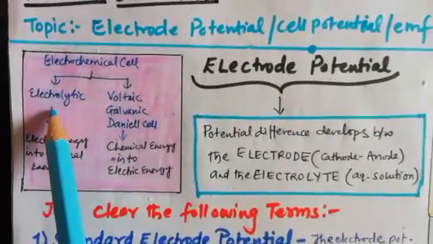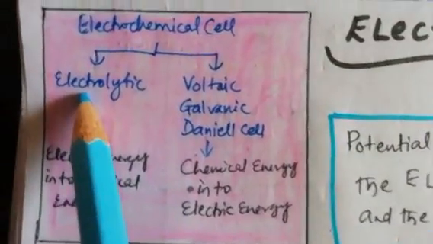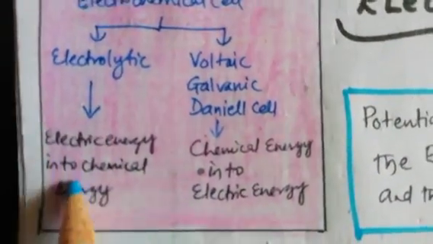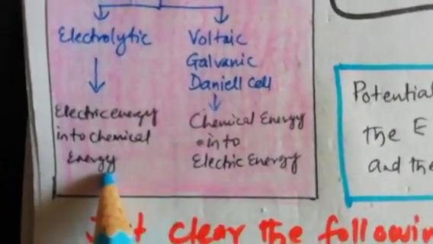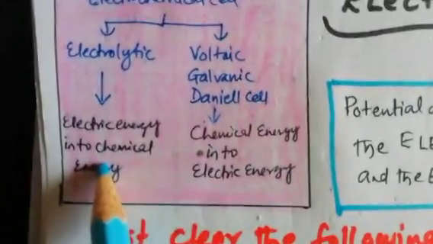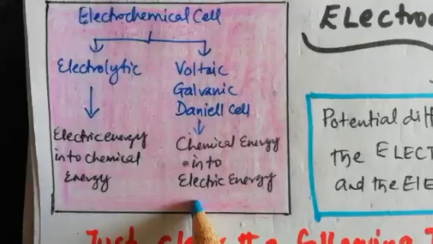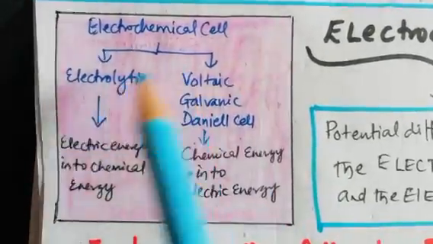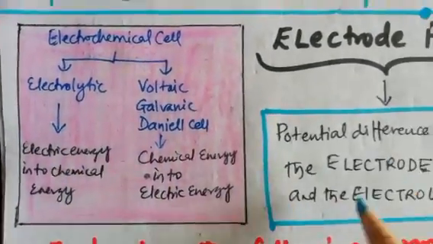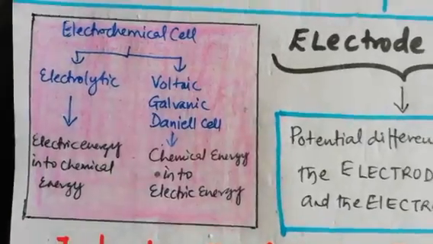So an electrochemical cell is classified into two types, electrolytic and voltaic. In an electrolytic cell, electric energy is converted into chemical energy, and in a voltaic or galvanic cell, chemical energy is converted into electric energy. These are our daily life cells, and the rechargeable cell is one in which electric energy is required to break down the chemical.